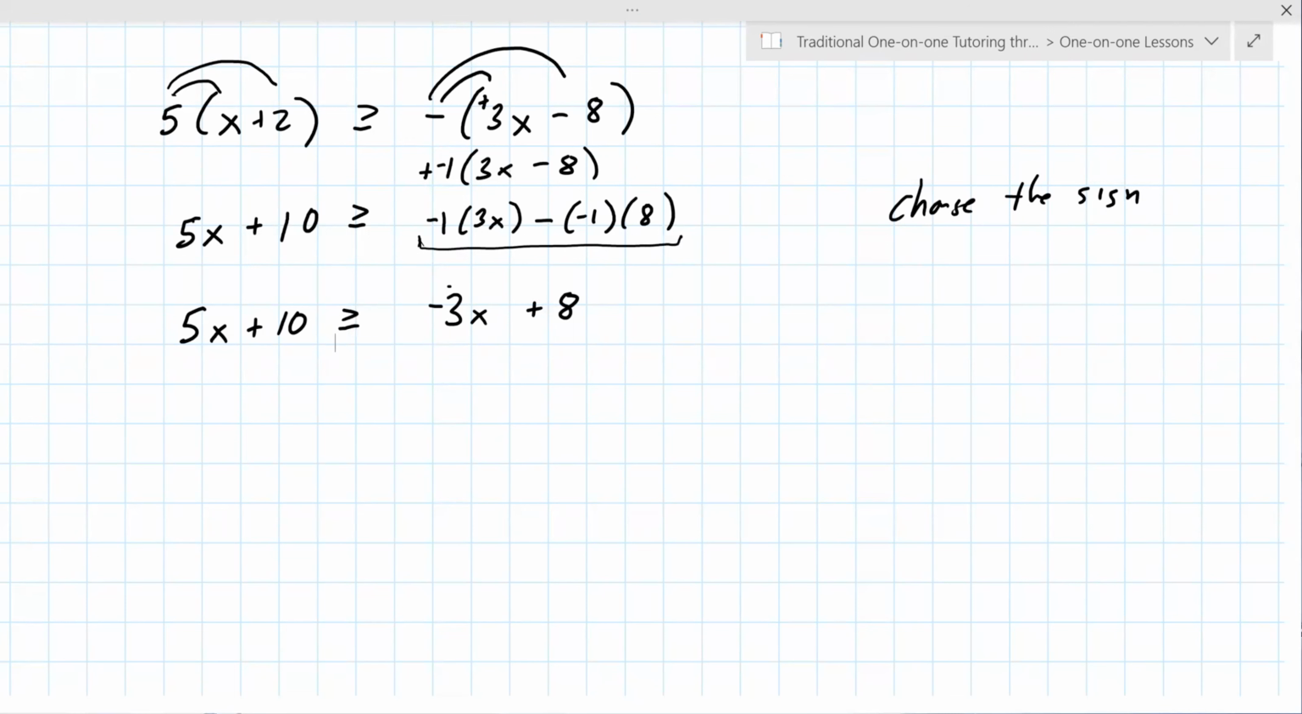Yeah, so if there's a negative, it would change the signs for both. So the 3 is positive, so it becomes negative, and the 8's negative, so it becomes positive. Exactly. And if there was another term in here, it would just change that one as well. Okay. Figured it out, so it's right.